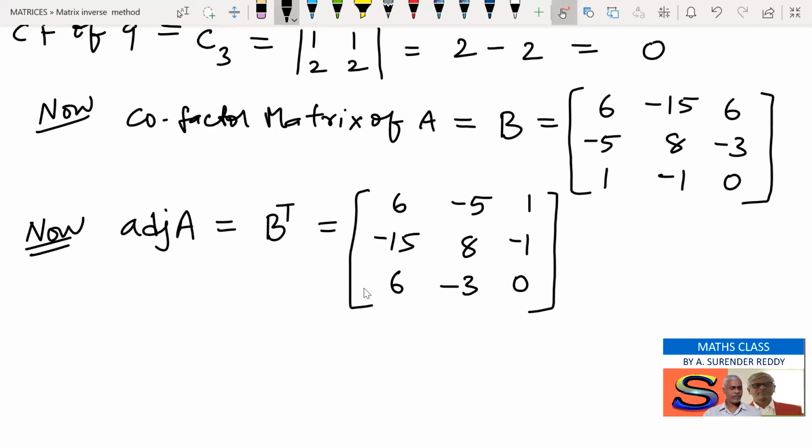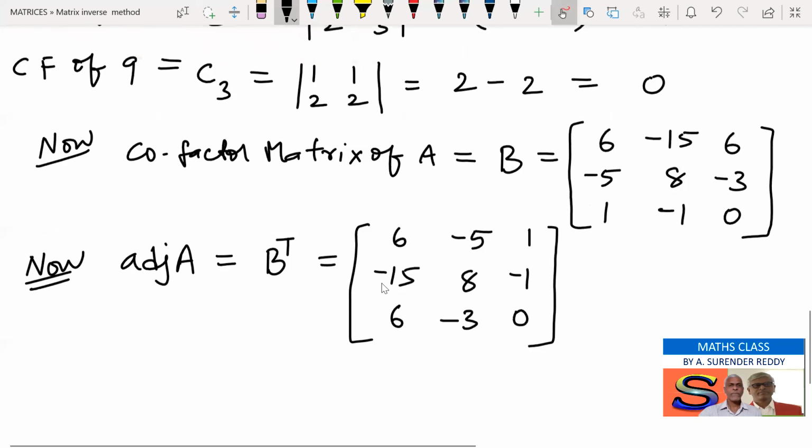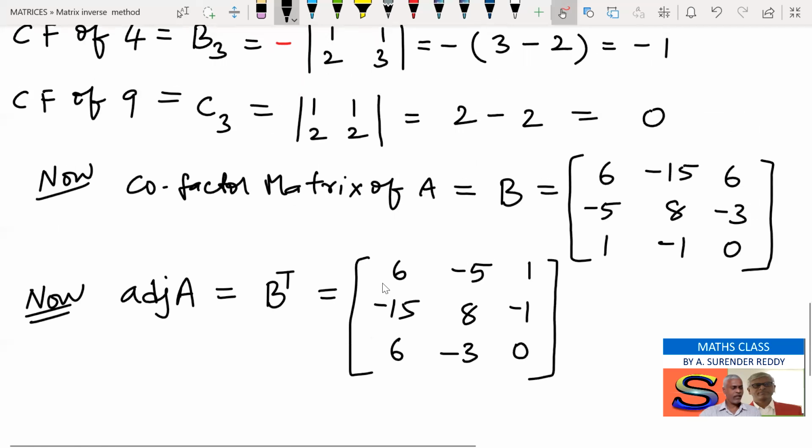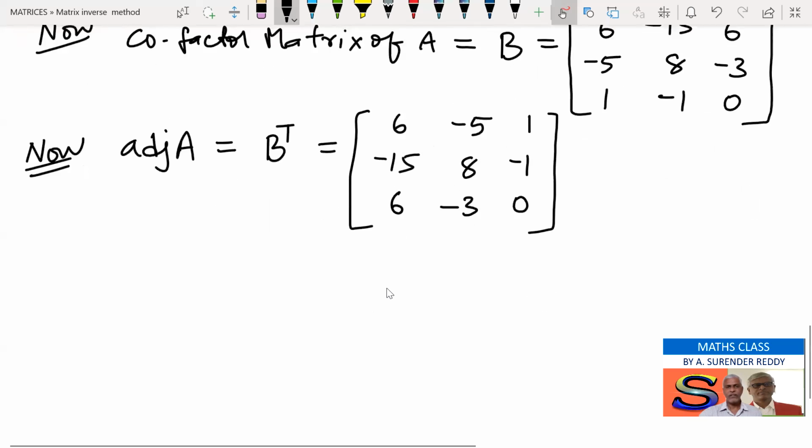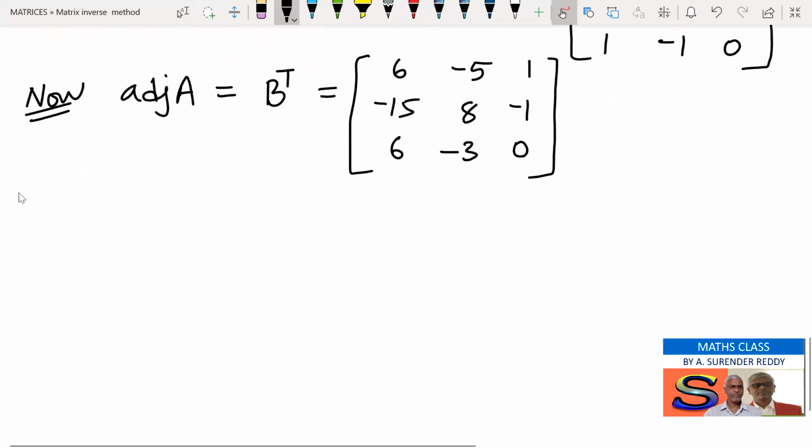So this is 6 minus 5, 1, minus 15, 8, minus 1, 6 minus 3, 0 is the adjoint matrix. Now we have to calculate the determinant of A.